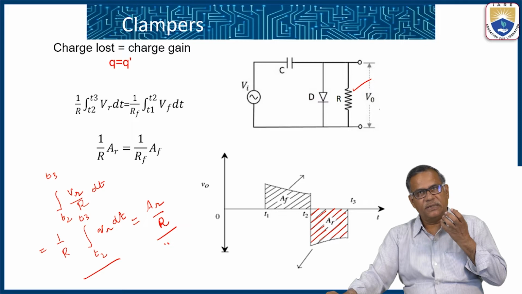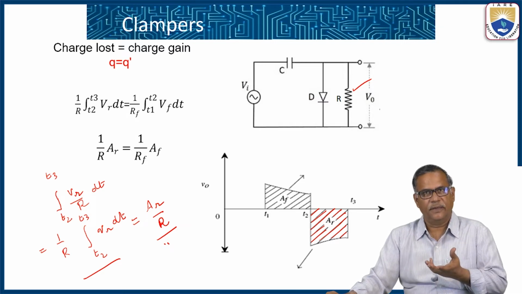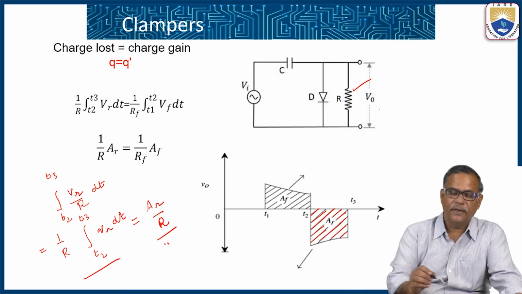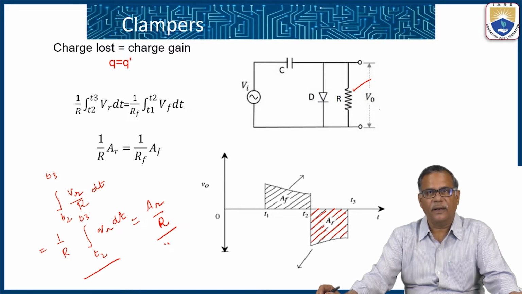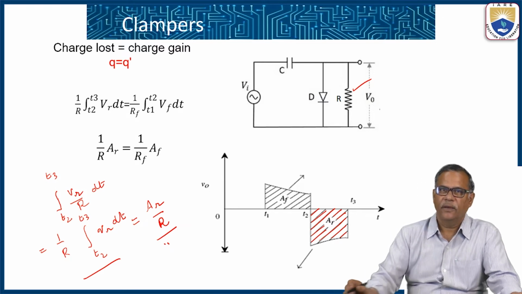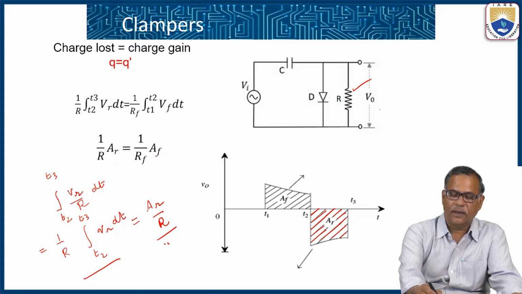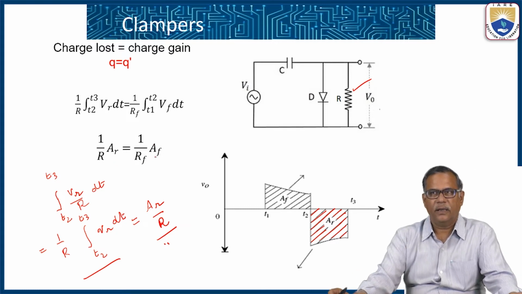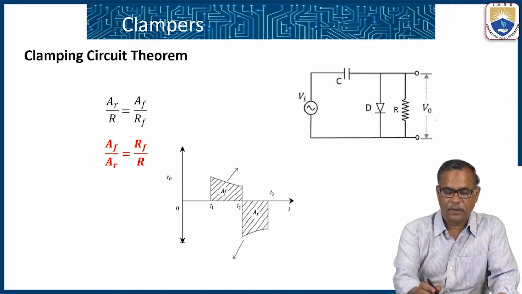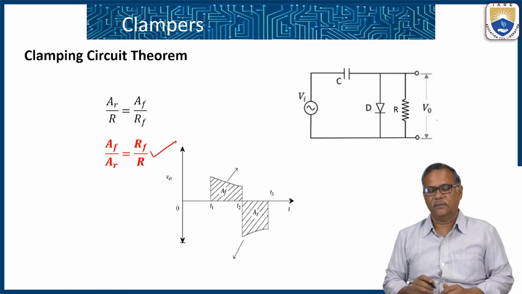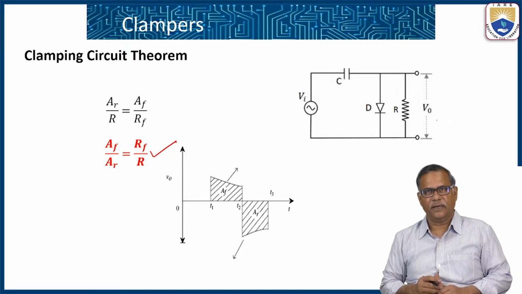So the charge lost is equal to the charge gained. That means Q is equal to Q dash. So what we have to do? We have to equate 1 by R integral T2 to T3 VR dt is equal to 1 by Rf integral T1 to T2 Vf dt. So AR by R is equal to 1 by Rf AF. This gives us AF by AR is equal to RF by R, which is nothing but the statement of the clamping circuit theorem.